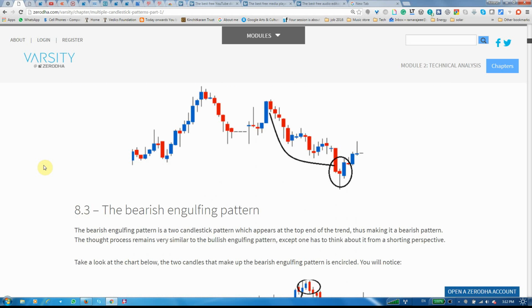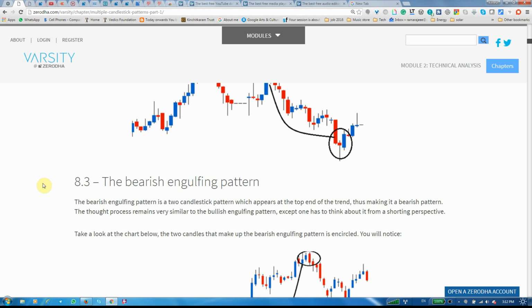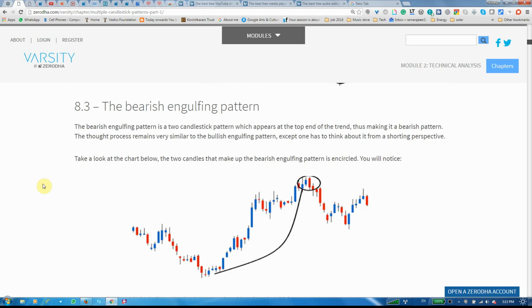8.3 The bearish engulfing pattern. The bearish engulfing pattern is a two-candlestick pattern which appears at the top end of the trend, thus making it a bearish pattern. The thought process remains very similar to the bullish engulfing pattern, except one has to think about it from a shorting perspective. Take a look at the chart below. The two candles that make up the bearish engulfing pattern are encircled.